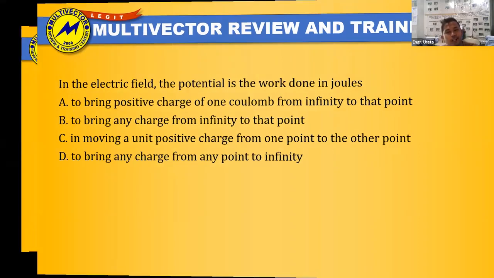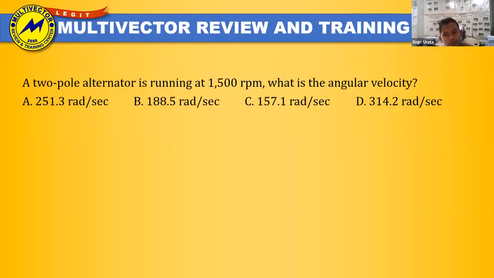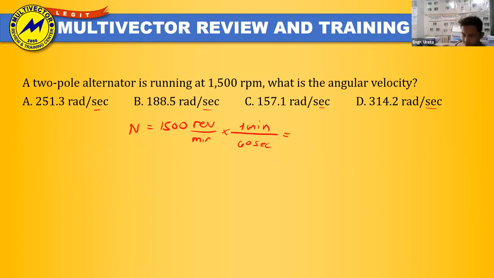A two-pole alternator is 1,500 rpm. What is the angular velocity? Okay, so mapapansin nyo, naka per second muna sila lahat. Convert muna natin yung revolution per minute to revolution per second. Our speed is 1,500 revolutions per minute. Convert nyo lang papuntang revolution per second, 1 minute per 60 seconds. Okay, so 25 rev per second.